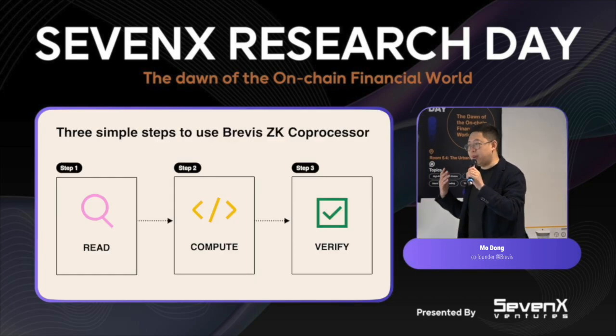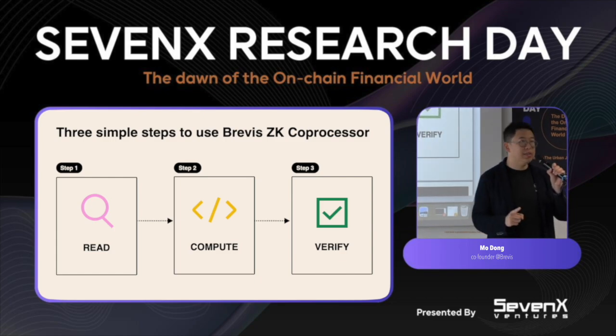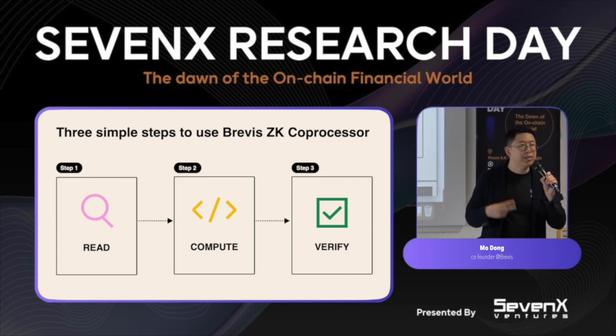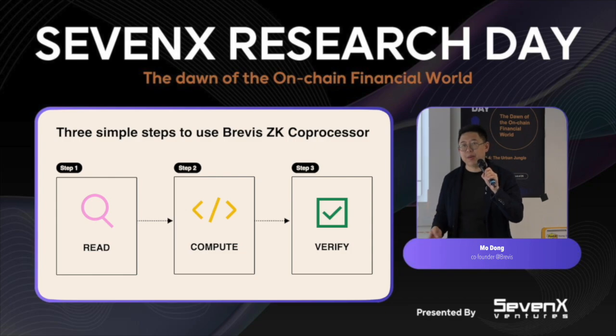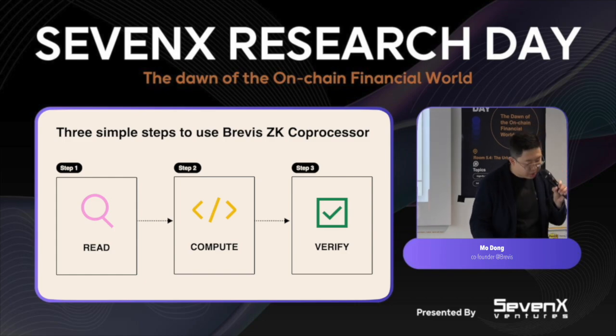So to build a Brevis-powered application is very simple. There are really just 3 steps. The first is that you specify what type of data you want to read. Second, you run computation on top of this data based on your business logic. And finally, you bring the data back to the blockchain, verify it, and then use it in your smart contract.